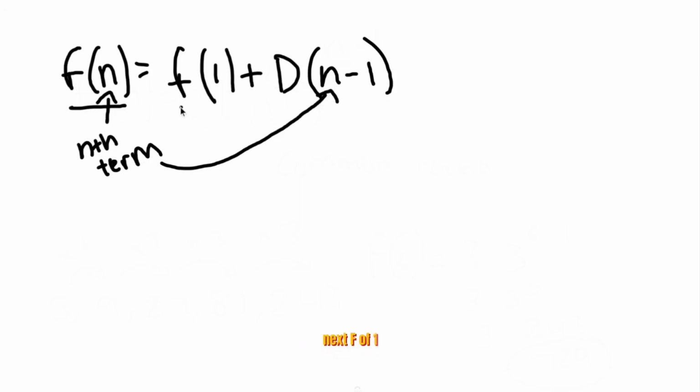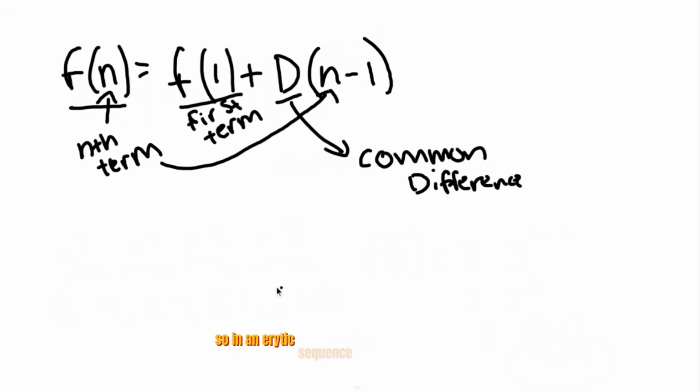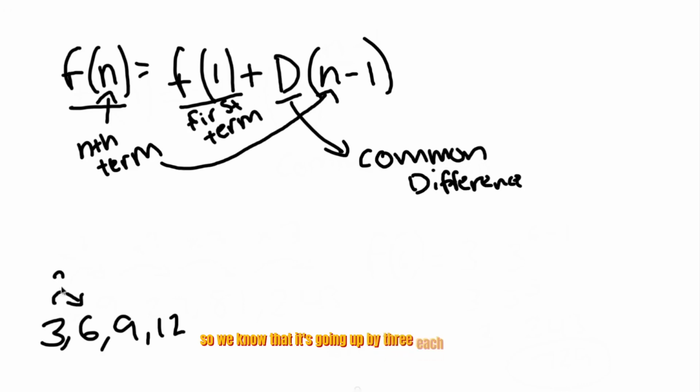Next, f of 1. This is just your first term. So in a given sequence, the first number is what you would write here. So if your first number is 3, you would write 3 here. Next, d. So d is your common difference. So in an arithmetic sequence, between term and term, you go up by a certain number. So that's called your common difference. So for example, let's look at this sequence I've given right here. 3, 6, 9, 12. Alright, so we know that it's going up by 3 each time, right? So that's our common difference.